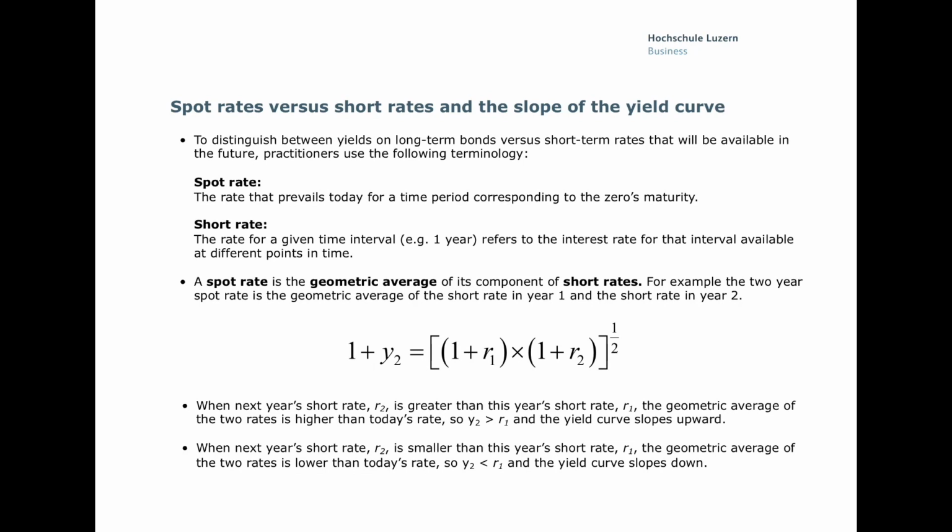What can we now infer from the slope of the yield curve in terms of future interest rates? An upward sloping yield curve implies higher future short-term interest rates. To see this, note, when next year's short rate R2 is greater than this year's short rate R1, the geometric average of the two rates Y2 is higher than today's short rate and vice versa.